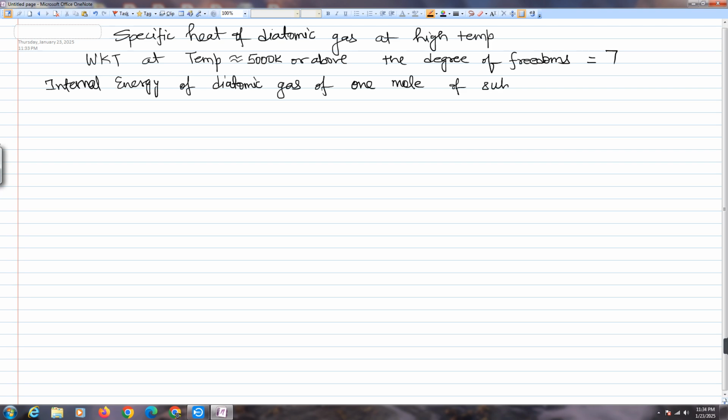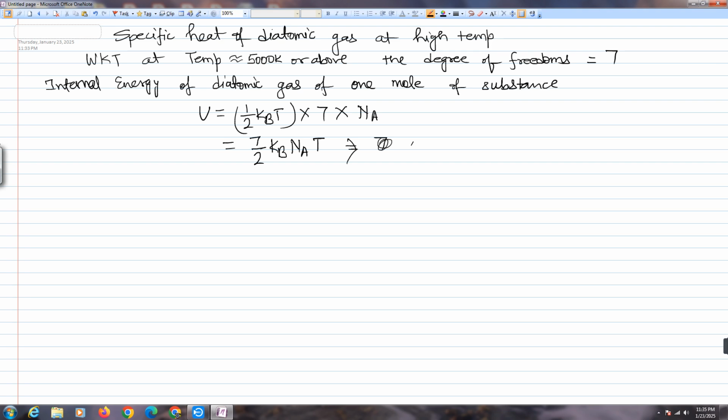1 mole of substance. If you want to find this, U can be written as 1 by 2 kBT multiplied by degrees of freedom and multiplied by Avogadro number. Now it can be written as 7 by 2 kB multiplied by Na multiplied by T. So that implies the value of U comes out 7 by 2 RT, correct?